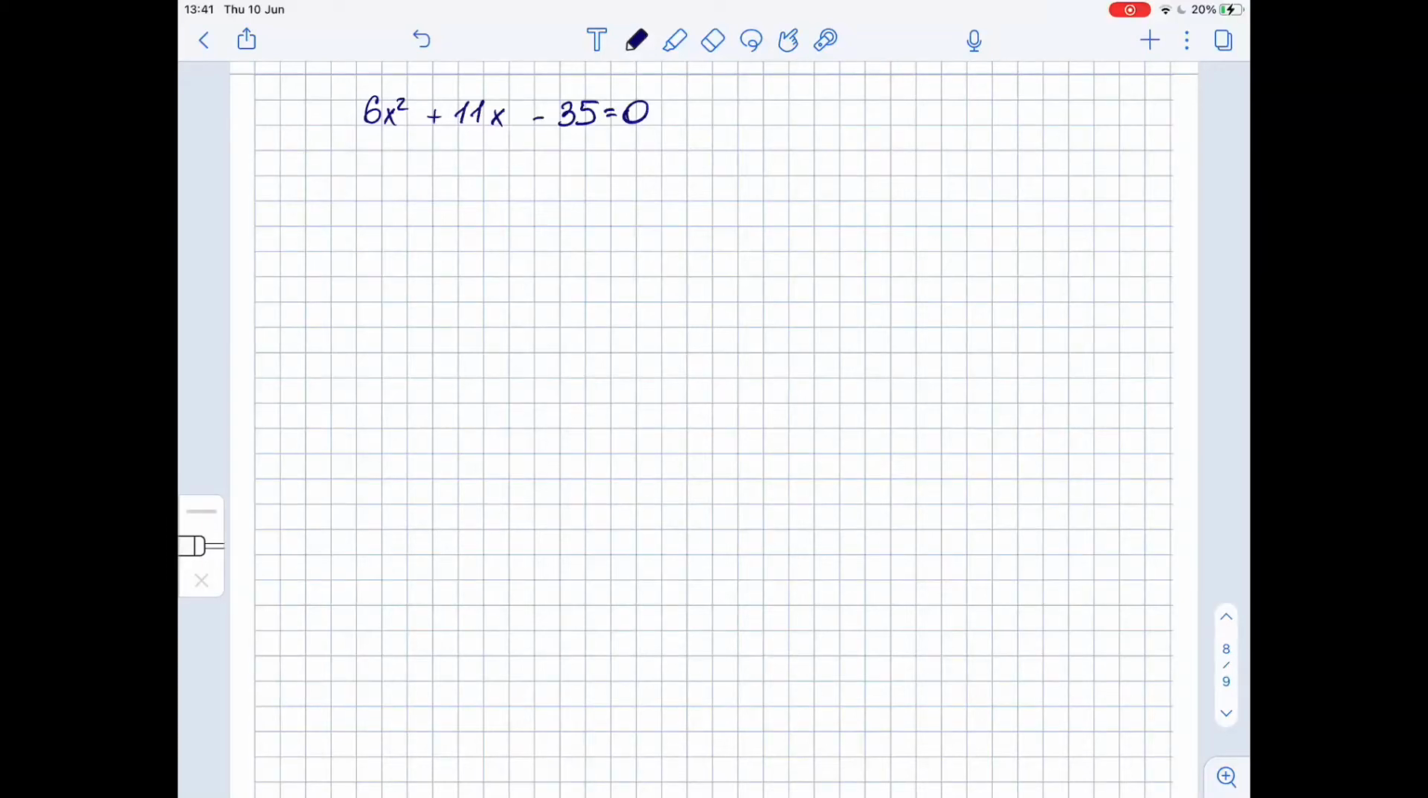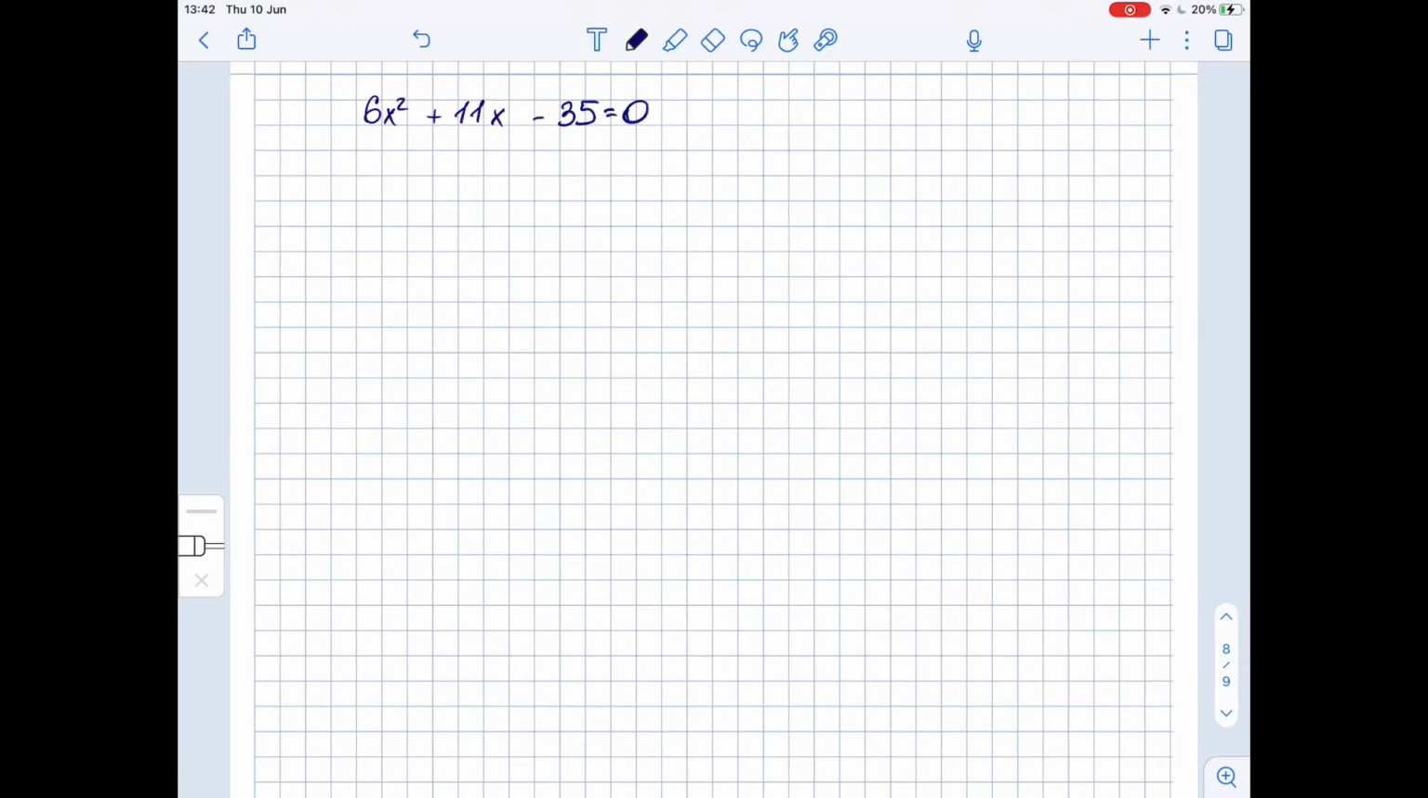So we have an equation 6x squared plus 11x minus 35 equals 0. We need to define if it's a linear or quadratic equation, and if it's a quadratic equation, we need to solve it by the completing the square method. So to start this, let's review what linear equations and quadratic equations look like.